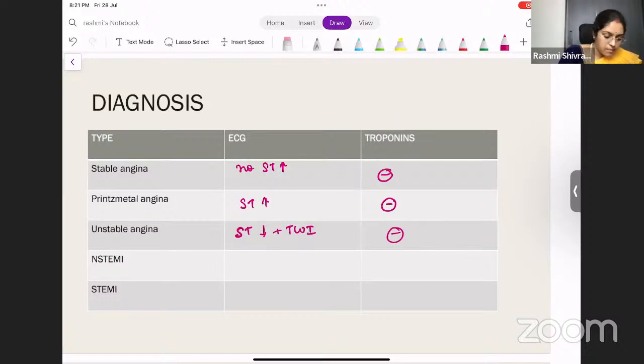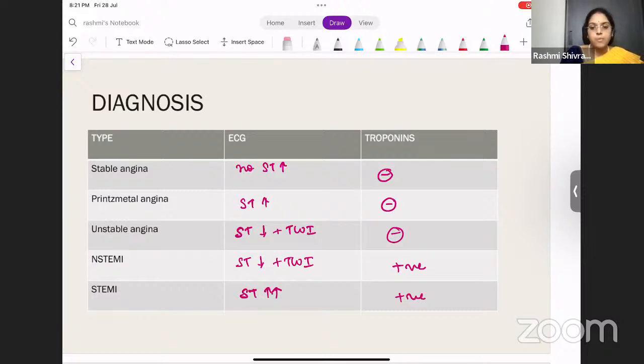But what happens in NSTEMI? Again, there will be ST depression with T wave inversion. But this time around, the troponins will be positive, because there is an infarction. What happens in STEMI? In STEMI, ST elevation happens and the troponin will be positive.